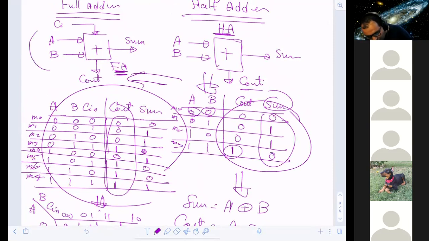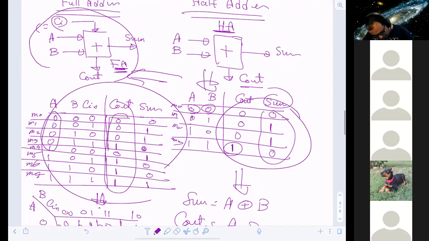If I have a full adder and I want it to be a half adder, I can put C equal to 0, then I'm talking about a specific location, right? Or I can make A equal to 0. Look, if A is equal to 0, then you know this table is exactly like this table, right? Do you agree?